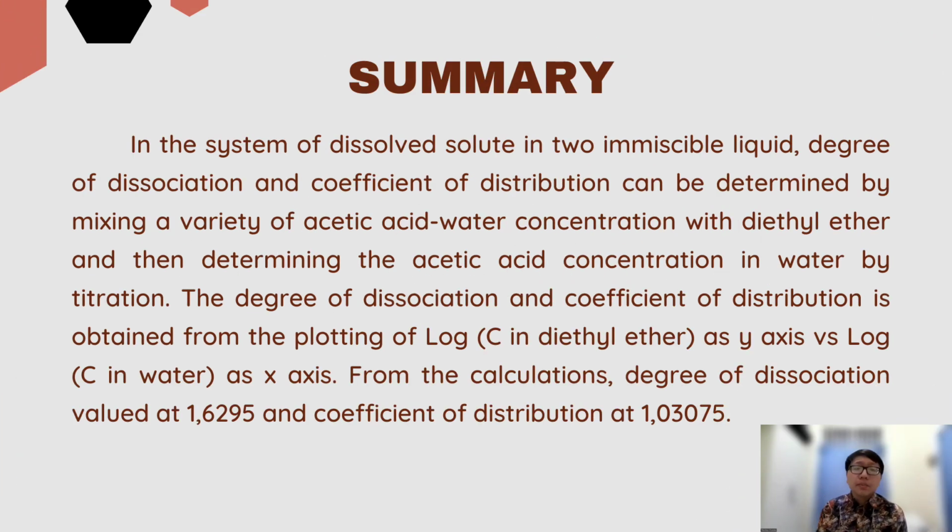To summarize, in a system of a solute dissolved into immiscible liquids, the degree of dissociation and the coefficient of distribution can be determined by mixing a variety of acetic acid water concentrations with the ethyl ether, and then determining the acetic acid concentration in water by titration. The degree of dissociation and coefficient of distribution are obtained by plotting log C in the ethyl ether as the y-axis and log C in water as the x-axis. From the calculations, we find the degree of dissociation valued at 1.6295 and the coefficient of distribution at 1.03075.